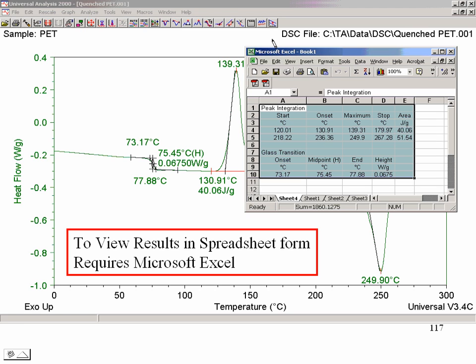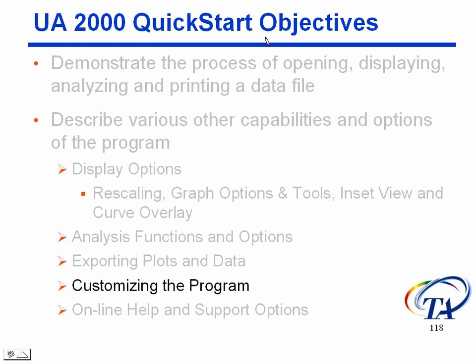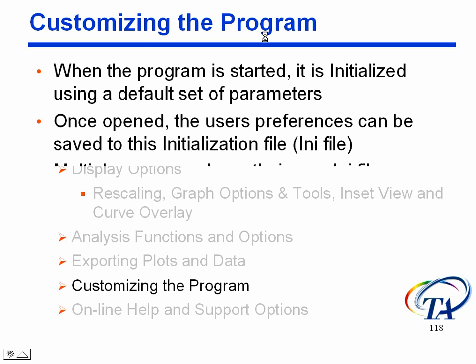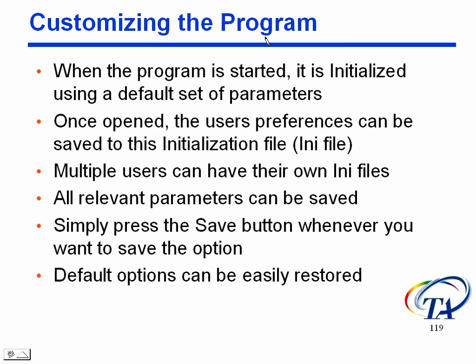It's really very handy. All right, now we're coming up to an hour now, so we should probably wrap this up. There's a couple things about customizing the program that we should talk about briefly. When the program starts, it's initialized with the default set of parameters. Once it's opened, the user's preferences can be saved to this initialization file. We call it an ini file. Multiple users can have their own ini files. Most people really don't take advantage of that, but if you wanted to, you could.